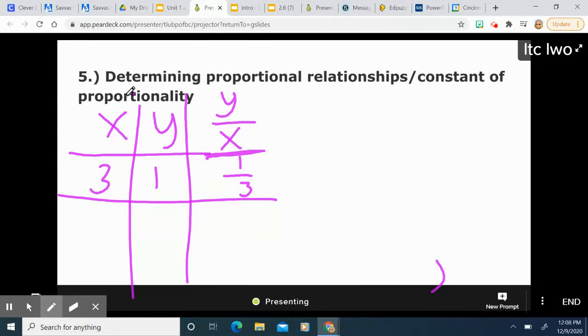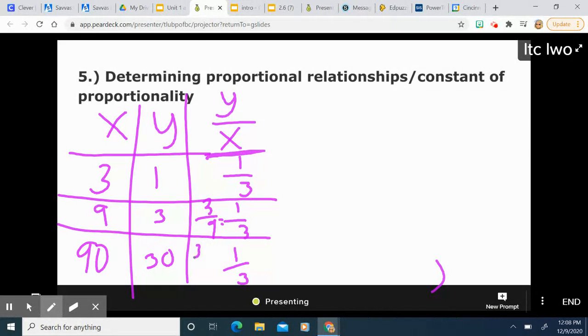And remember, we know it's proportional if all the way down y over x is the same. So 3/9, we know that's going to have a constant of proportionality of 1/3 because 3 over 9 simplifies down to 1/3. Same with 30/90, just because that's an easy one. This simplifies down to 1/3 as well. So that means that yes, this table is proportional. If when you do this in your y and x, you get something different every time, then that means it's not proportional.